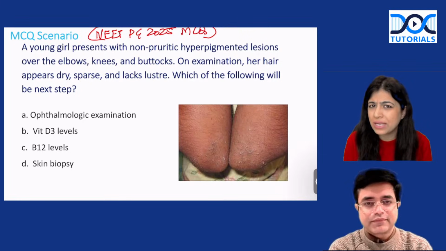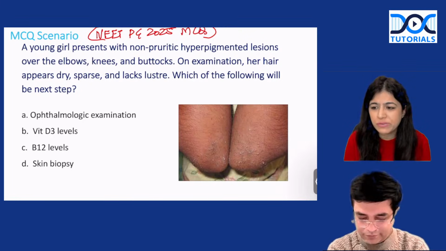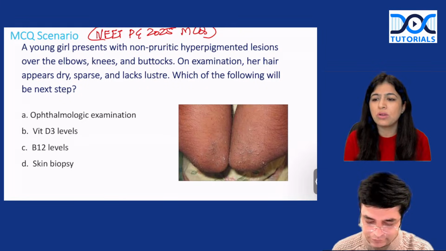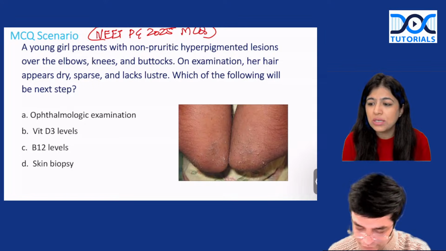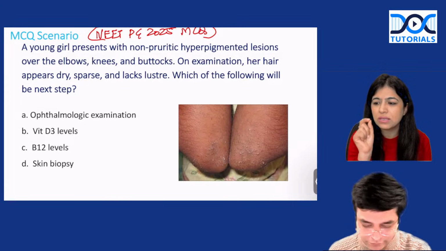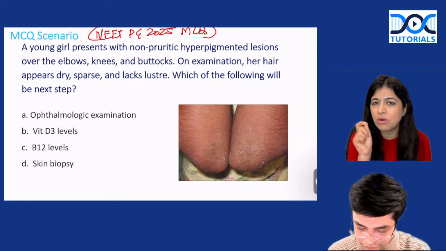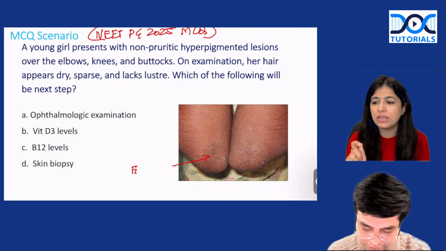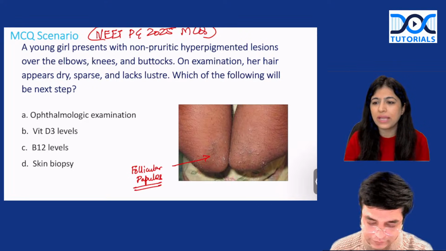There is dry lustreless hair which can be there in all causes of malnutrition, so that is not a specific feature. But yes, when you look at the image, you see that there are follicular papules. These papules are arising around the hair. We call them follicular papules. They are appearing on the elbows. The background skin is dry, it's rough, on the elbows.